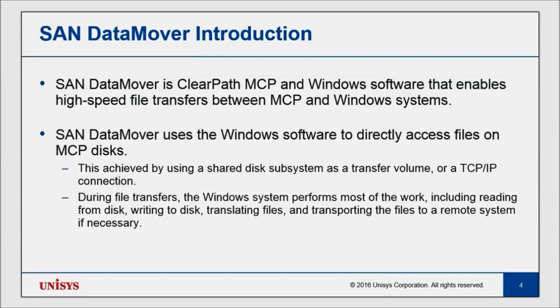SAN DataMover is ClearPath MCP and Windows software that enables high-speed file transfers between the Windows and MCP environments. SAN DataMover uses the Windows software to directly access files on MCP disks, and we achieve this by using a shared disk subsystem known as a transfer volume or a TCP/IP connection. During these file transfers, Windows performs most of the work, including reading from disk, writing to disk, translating files, and transporting the files to a remote system if necessary.